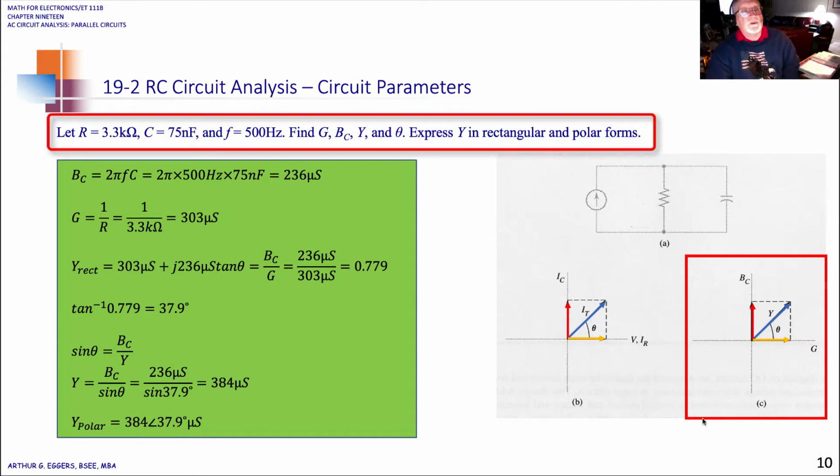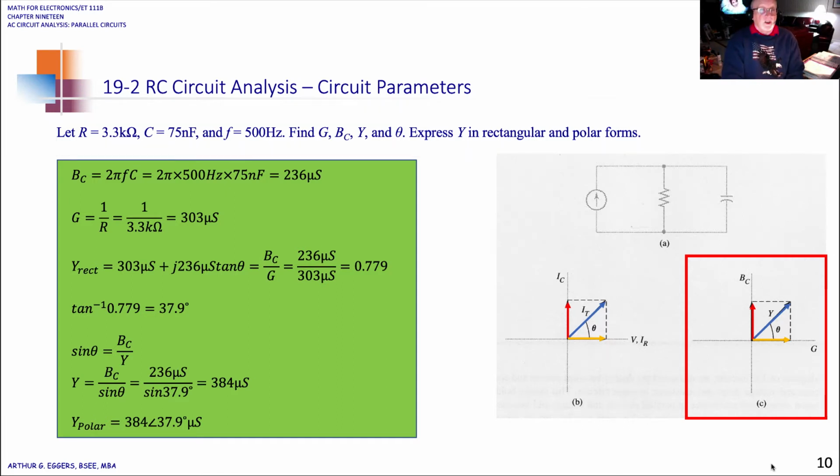So now if we have a resistance of 3.3 k ohms, a capacitance of 75 nanofarads, and our operating frequency set at 500 hertz, let's solve for the conductance, the capacitive susceptance, the admittance Y, and the phase angle. And they want us to express Y in rectangular and polar form. Like I said, in every case, you're going to see us solving it in both forms so that we get used to it.